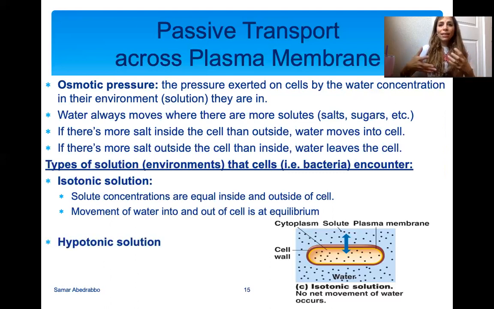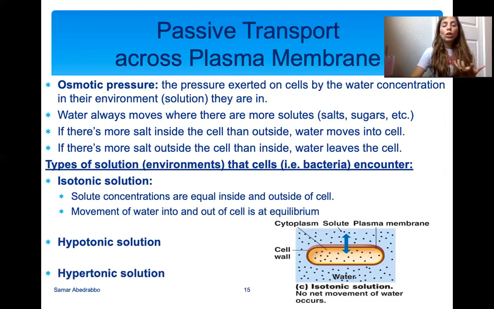You can put cells in a hypotonic solution. Hypo means less, so the solution has less salts than the cell. And you can put cells in a hypertonic solution. Hyper means more, so a hypertonic solution has more salts or solutes than the cell. So again, the 3 types of solution are isotonic solution, hypotonic solution, and hypertonic solution.